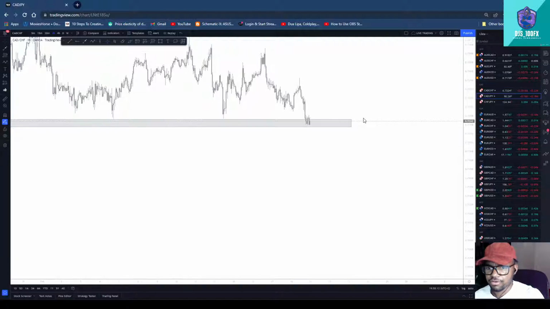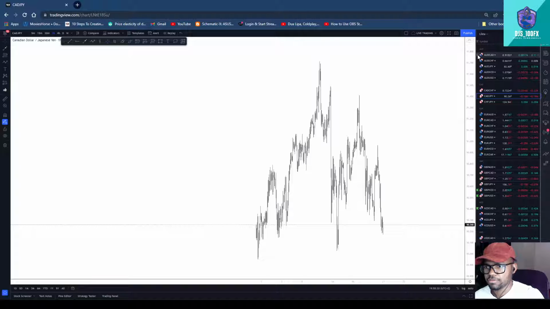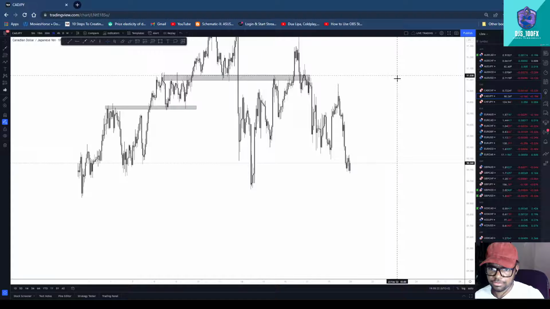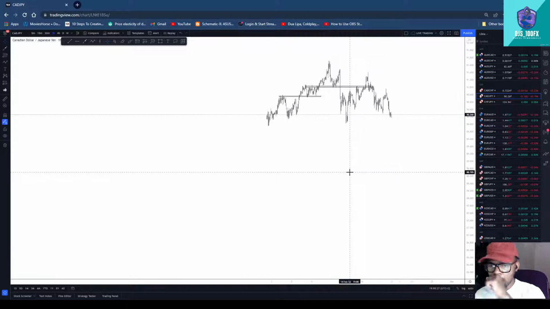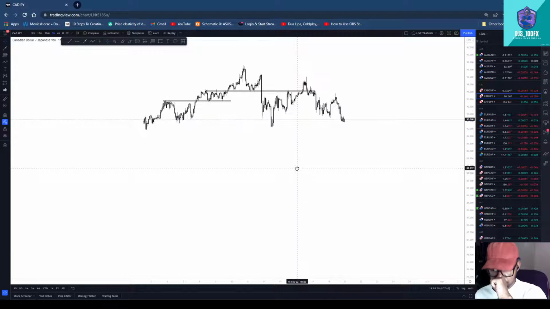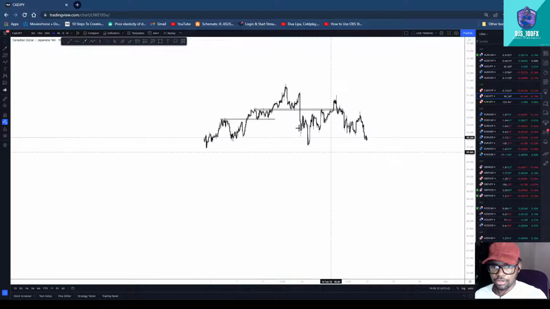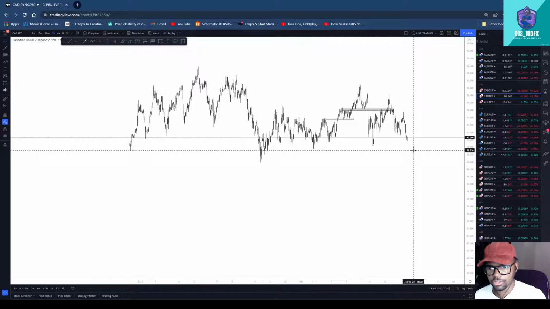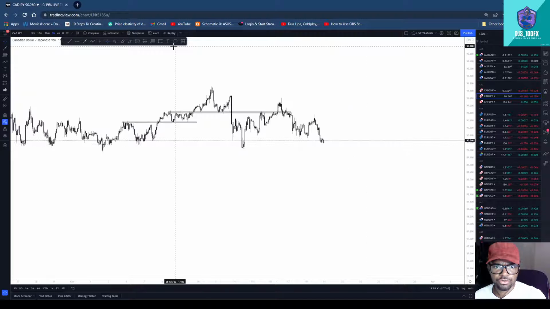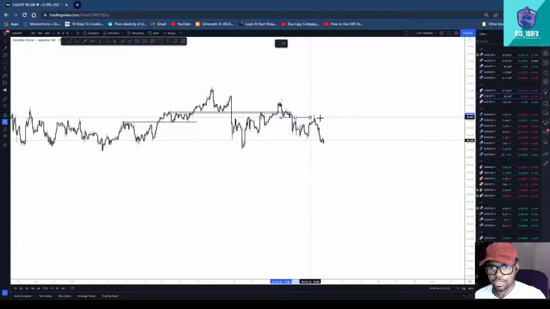For CAD CHF, let me actually unmark this, but for AUD CAD I'm waiting for something there. Right now price is ranging but creating lower lows, lower highs, lower lows, lower highs. Price has been breaking and retesting levels, breaking and retesting levels, as you guys can see here.